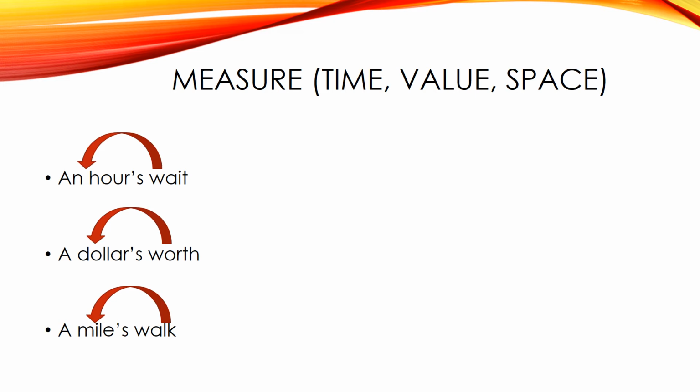The fourth relationship is measure. Measure ممكن يكون time، ممكن يكون value، ممكن space. See, an hour's wait. So هنا the relationship between the noun wait and, طبعا, wait is not a verb, it is a noun, and it's a noun possessive. The relationship is what? Measuring. I am measuring the noun wait by an hour. دا أقيس الانتظار بساعة واحدة. A dollar's worth، دا أقيس القيمة بدولار واحد. A mile's walk، دا أقيس المشي بمايل واحد.